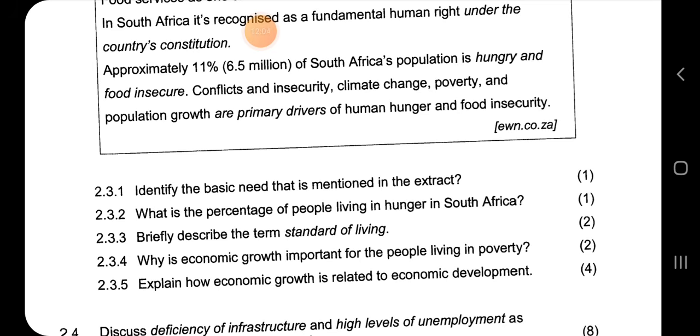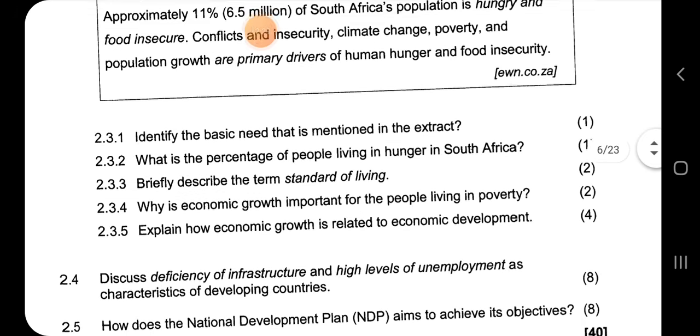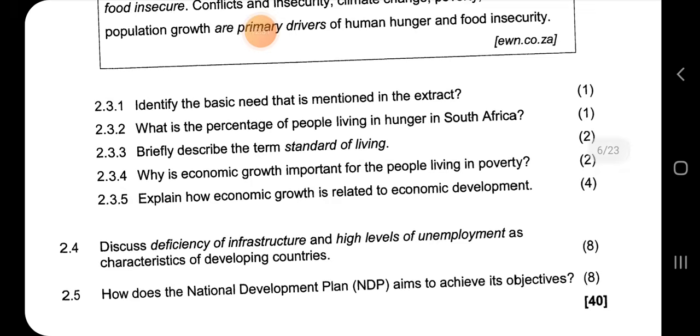2.3.5 says, explain how economic growth is related to economic development. When the economy grows, it develops the standard of living of a country. Like, guys, if there are more jobs created and so forth, we are able to live in a way that is comfortable. Okay, we are able to be comfortable as people of South Africa.